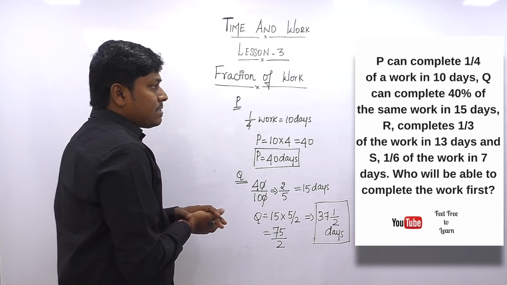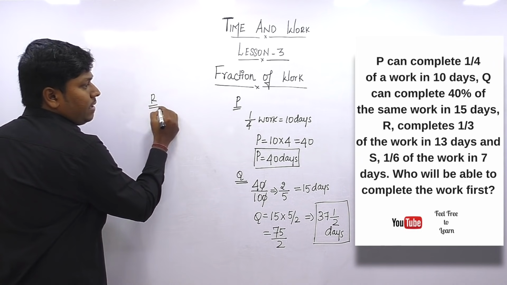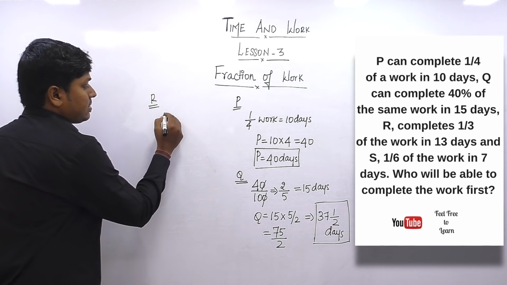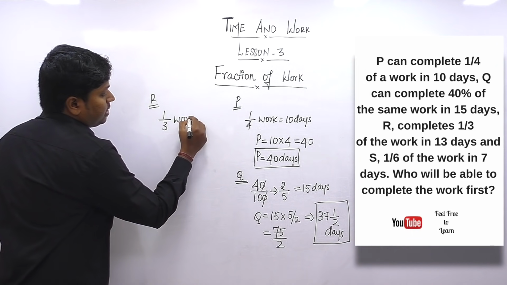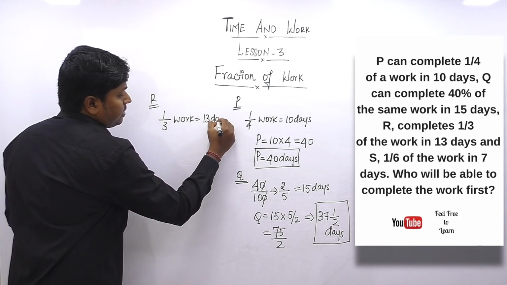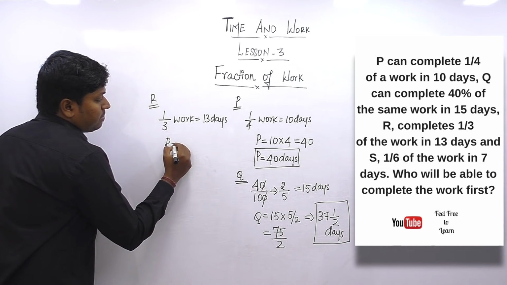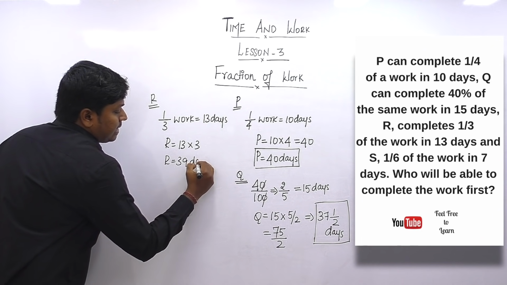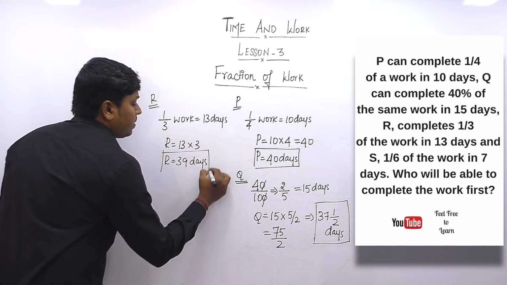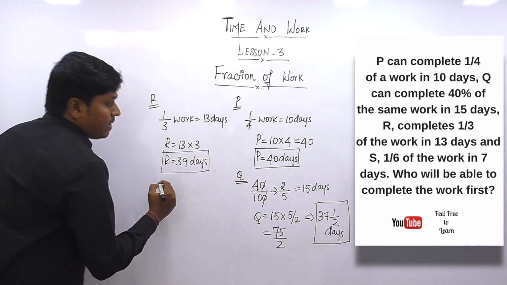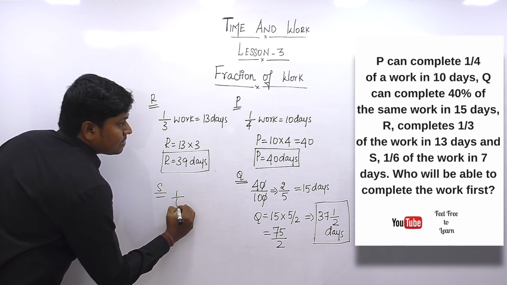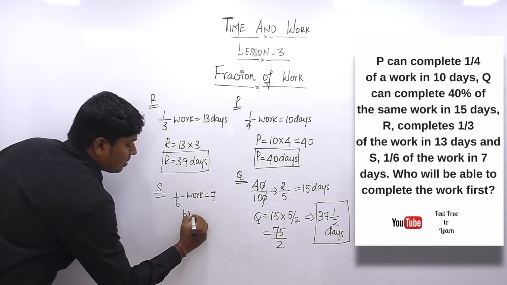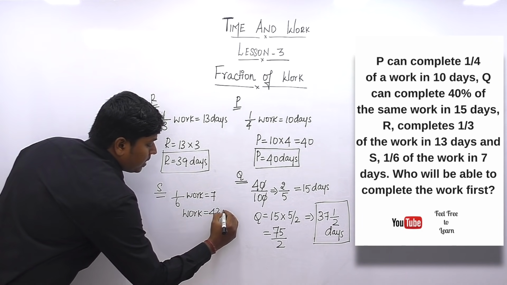Then next person is R, right? They are saying that R completes 1 by 3rd of the work in 13 days. So 1 by 3 work he took 13 days to complete. So we can say that the total work done by R will be 13 into 3, which is 39. So 39 days R took to complete a work. And the last person is S, right? So S alone takes 1 by 6 of the work in how many days? In 7 days. So we can say that the work takes 42 days.